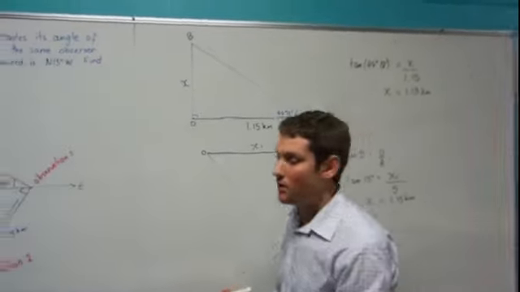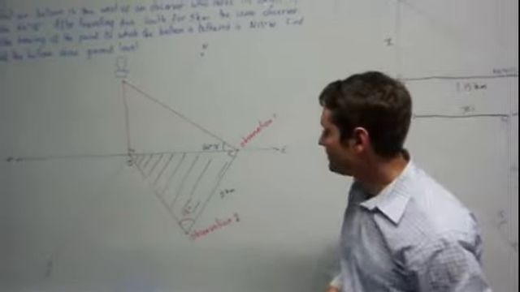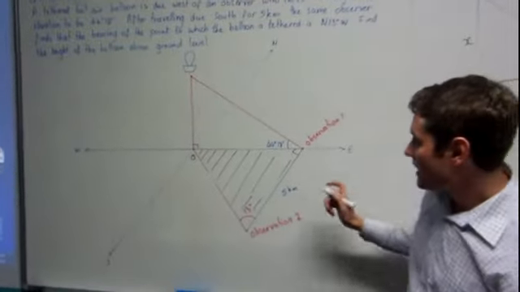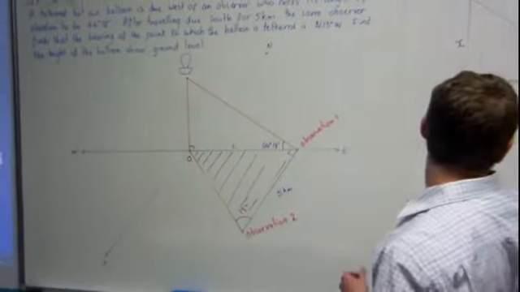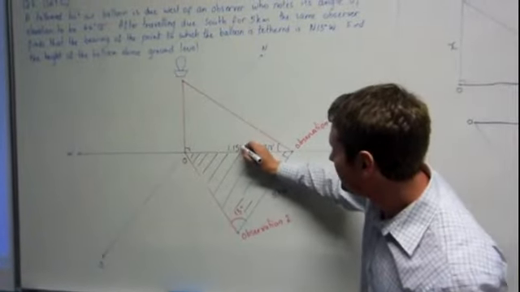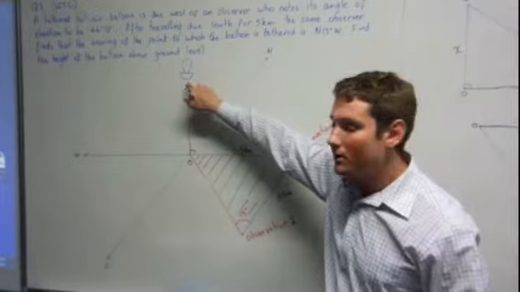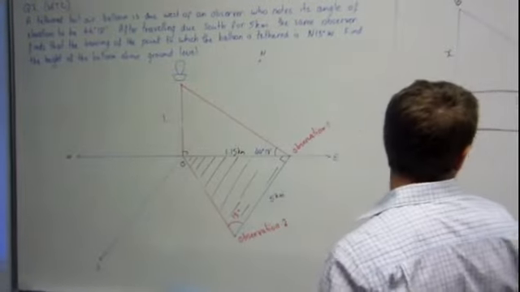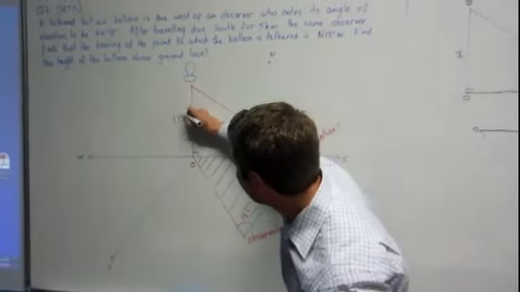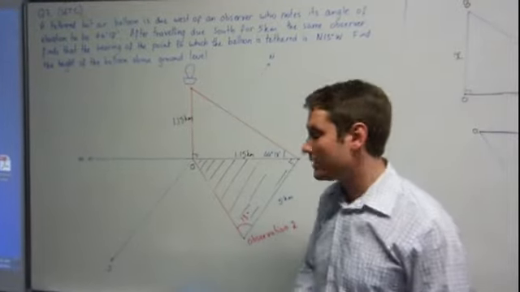If we come back to the diagram that we drew at the beginning, you can see that we've found this value here, which is 1.15 kilometres, and ultimately we've been able to find the height of the hot air balloon, which is 1.13 kilometres. That's all it is.